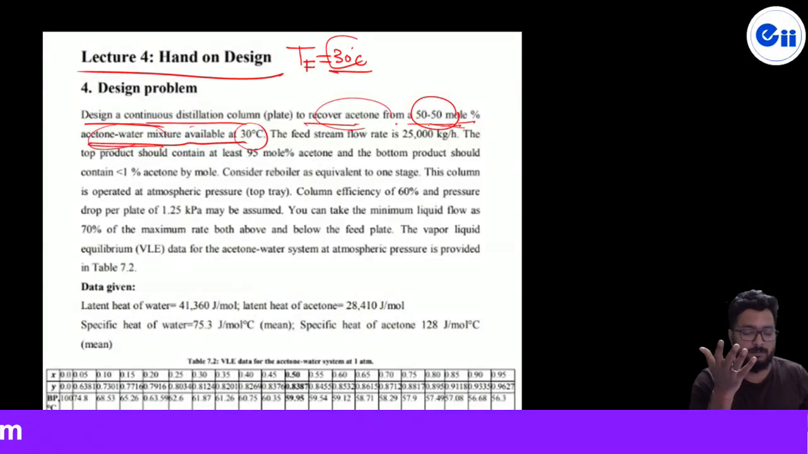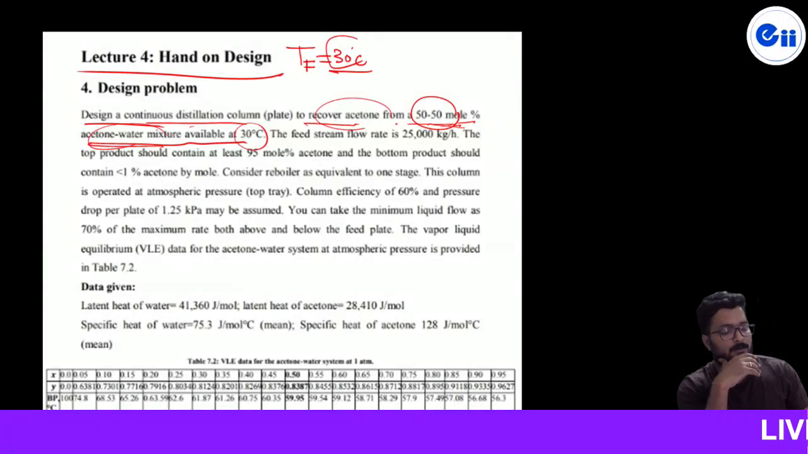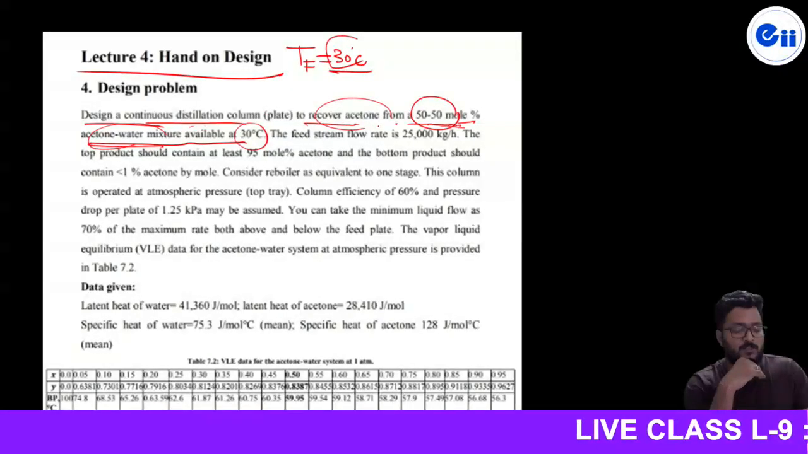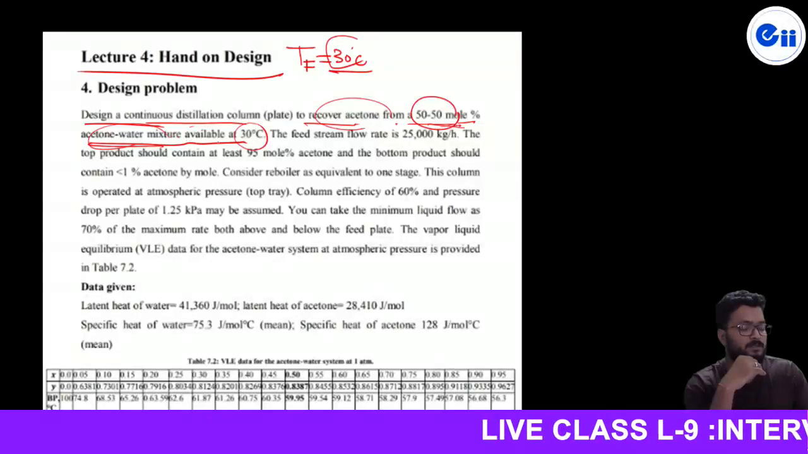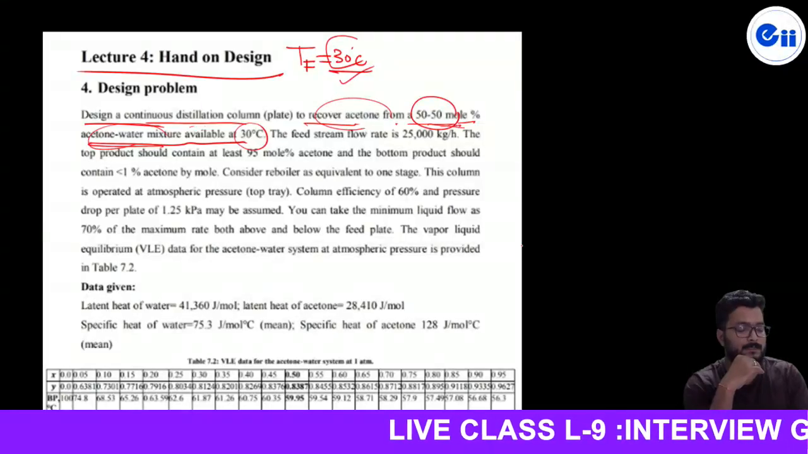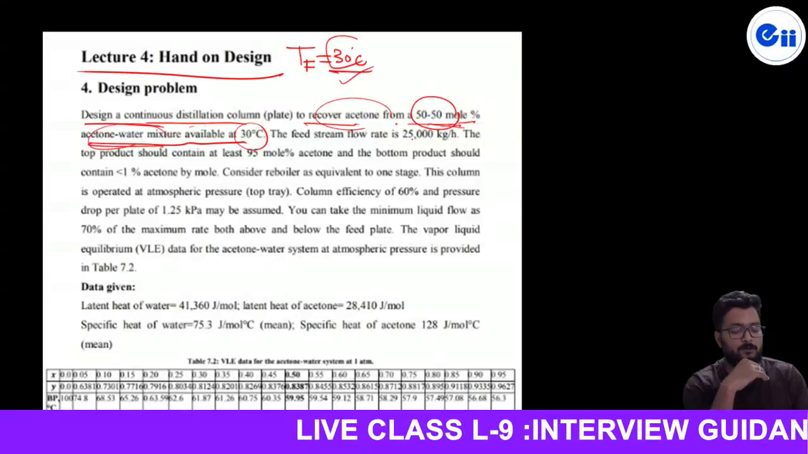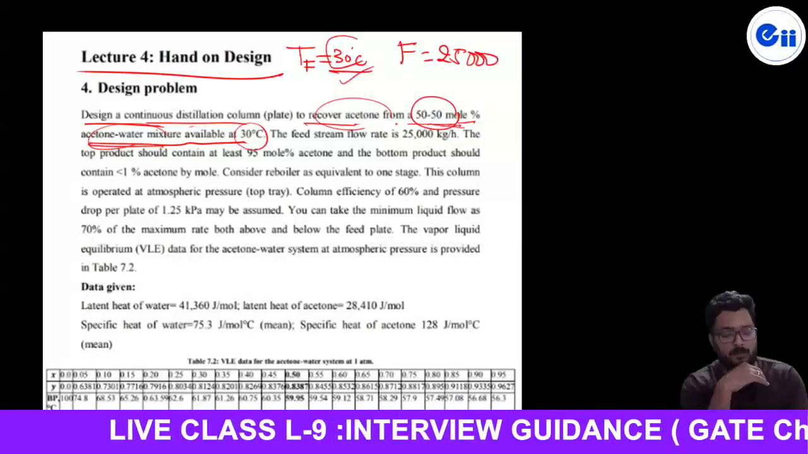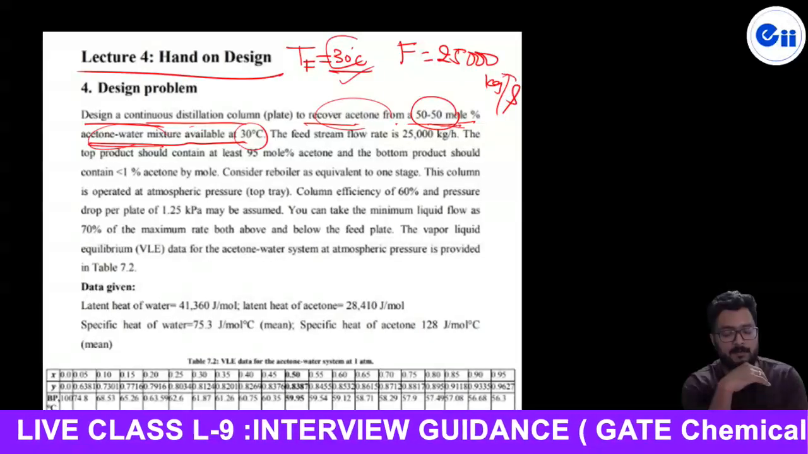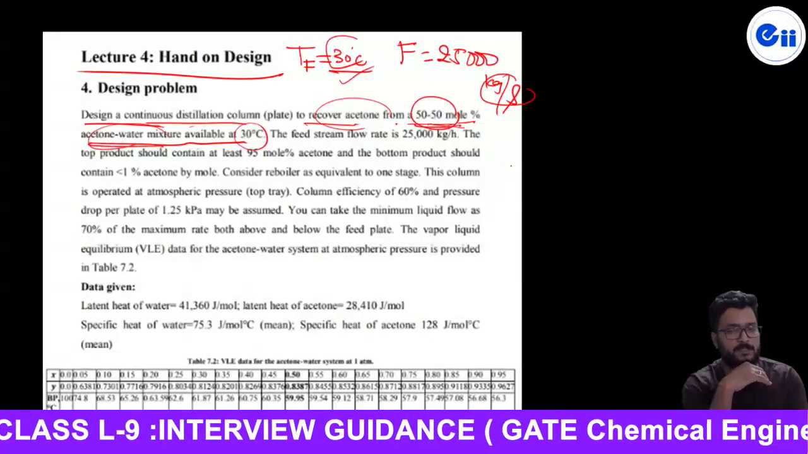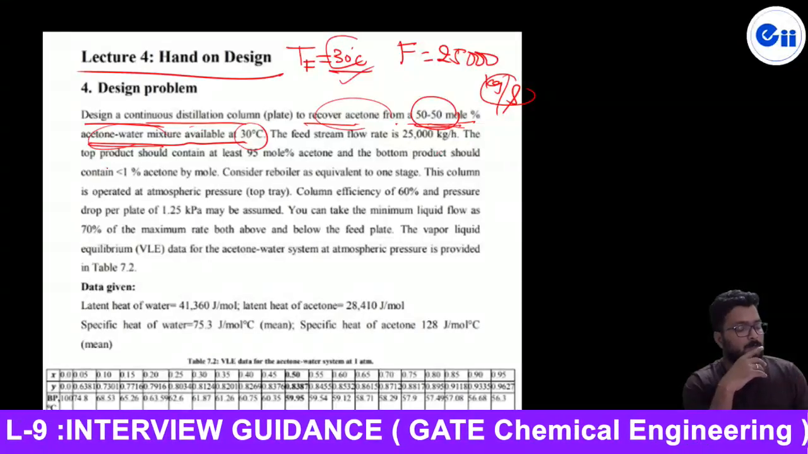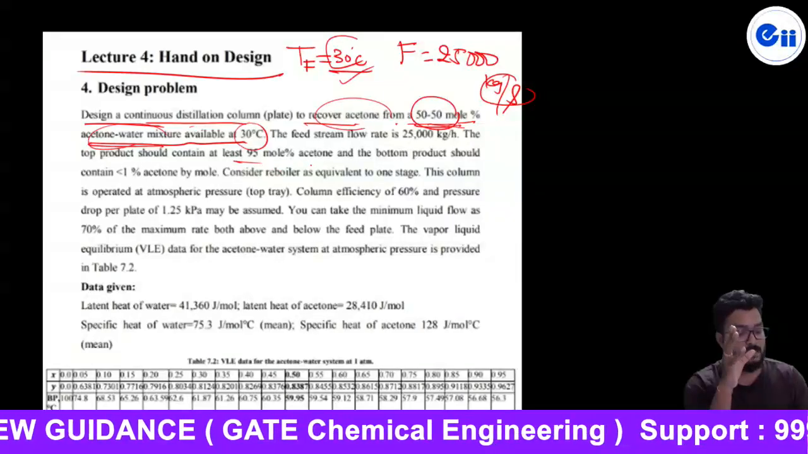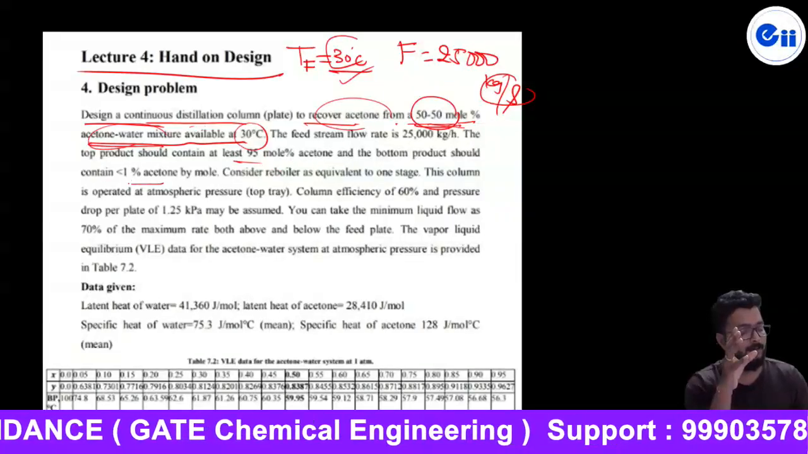So, first of all, design a continuous distillation column to recover acetone from a 50 mole percent acetone-water mixture available at 30 degrees Celsius. The feed stream flow rate F is given as 25,000 kg per hour. Note that it is given in kg, while the composition is given in mole fraction, so we have to convert to moles. The top product should contain at least 95% acetone, and the bottom should contain less than 1% acetone.